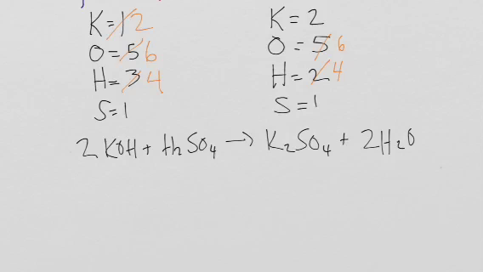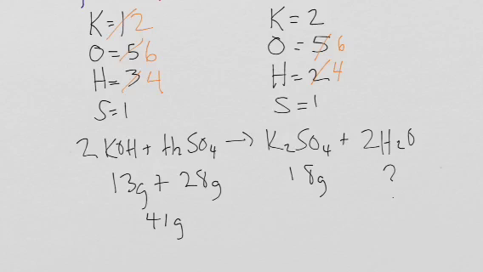I had 13 grams of this, 28 grams of that, and I had 18 grams of this. How much water is produced? How can you figure this out? Okay, so say that again. Take 13 plus 28. 28 plus 13 is going to give me 41. Okay, so if I add these together, I've got 41 grams of reactants.